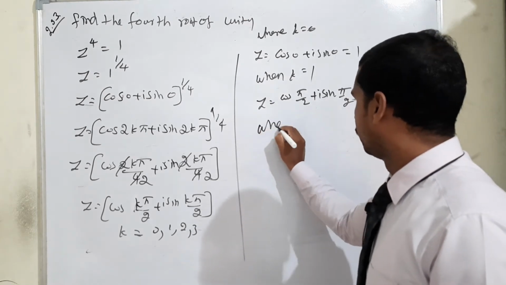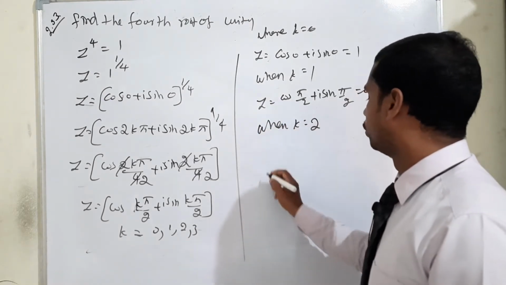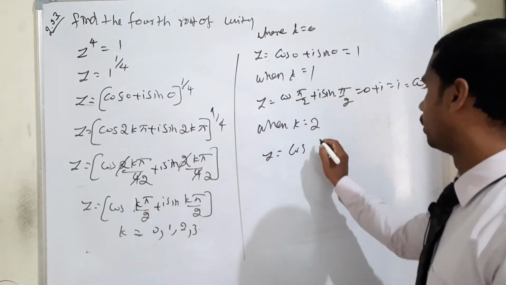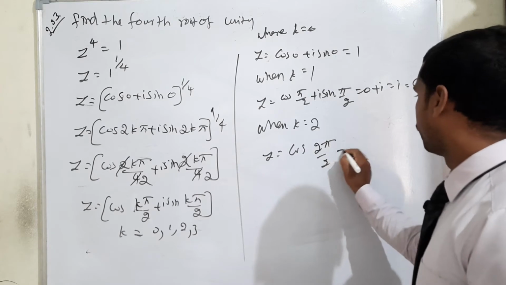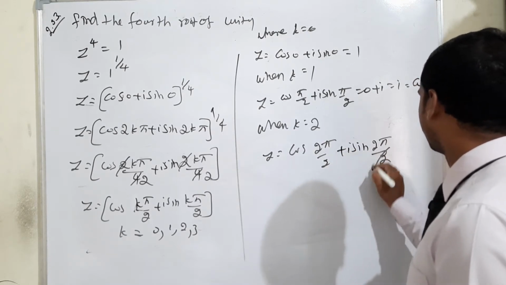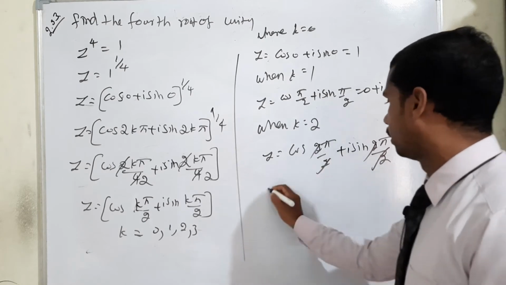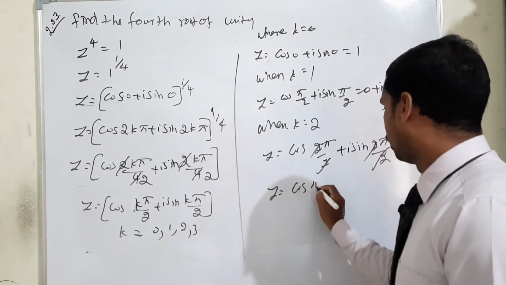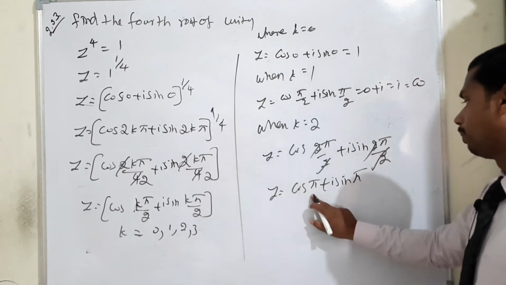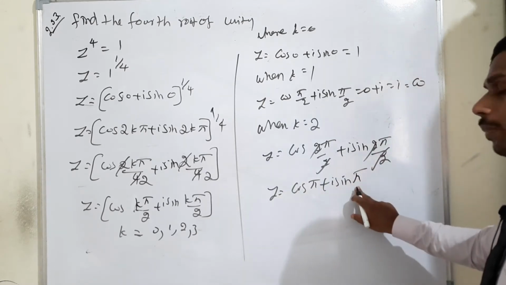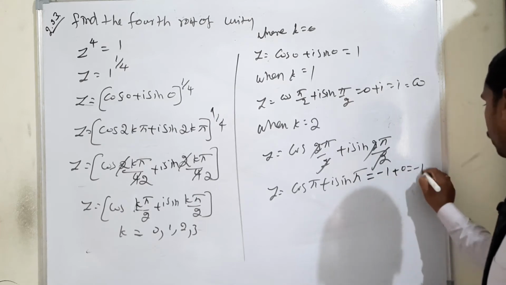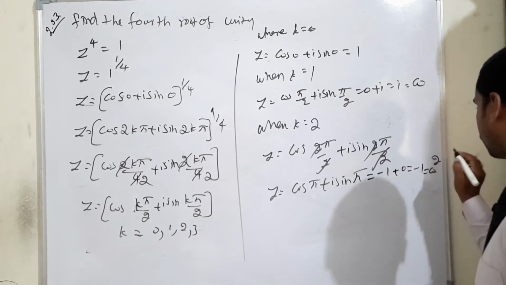Then when k is equal to 2, so k is equal to 2 means cos 2 pi by 2, isn't it? Cos 2 pi by 2 plus i sin 2 pi by 2. 2 cancel, here also 2 cancel. Therefore z is equal to cos pi plus i sin pi. Cos pi value will be minus 1, sin pi value will be 0. Therefore minus 1 plus 0 is equal to minus 1. This is considered for omega square.